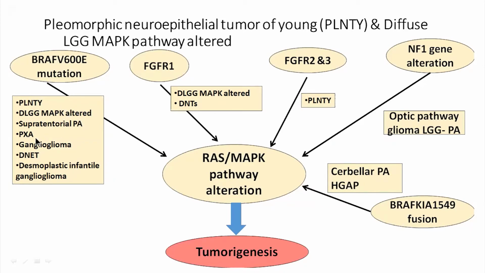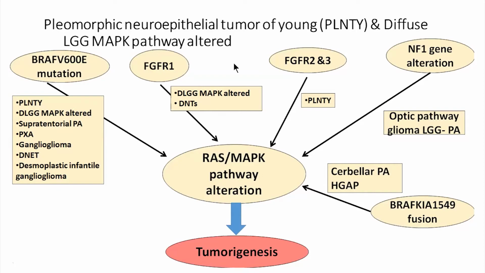Other tumors which show BRAF V600E mutation are PXA. PXA in addition will show CDKN2A/2B deletion as well. Then ganglioglioma, then DNET, desmoplastic infantile ganglioglioma. Then there can be FGFR1 gene fusions or FGFR2 and 3 gene fusions. FGFR2 and 3 gene fusions are seen in PLNTY, and FGFR1 gene mutation or fusion is seen in DNTs and diffuse low-grade glioma MAP kinase pathway altered, and this ultimately leads to tumorigenesis. So this figure is very important, and one must have some idea of what gene mutations lead to RAS MAP kinase pathway activation.